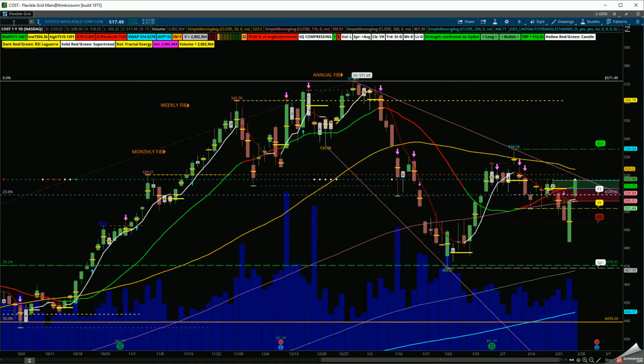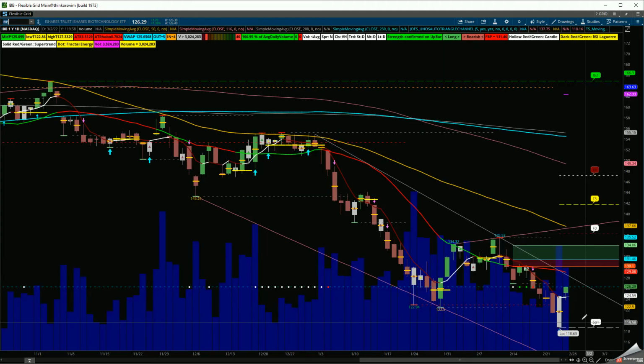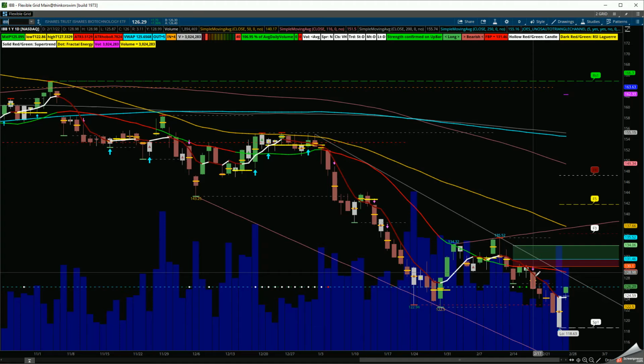Let's take a look at IBB. We were looking at it in the room yesterday, and I said, hey, let's pay attention to the linear regression down channel. If it ends up spiking up to the 18 simple moving average and clearing this candle, if it consolidates and holds the 122, it has more potential to get some movement in it.